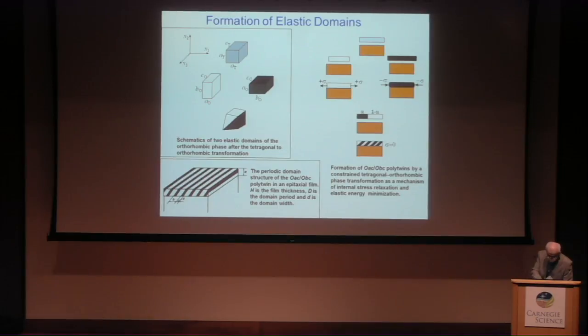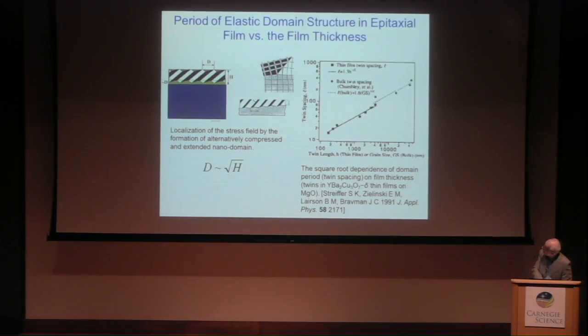Now, what exactly happened in this case? In the case of high temperature superconductors, you have such kind of domain, and all the elastic energy is concentrated in a small area near the surface interface. The thickness of this area is about the period of the domain structure. The period is proportional to the square root of the thickness of the film.